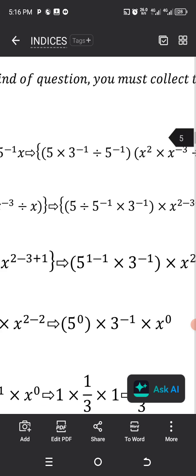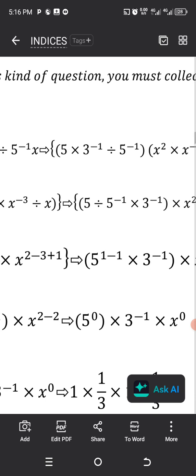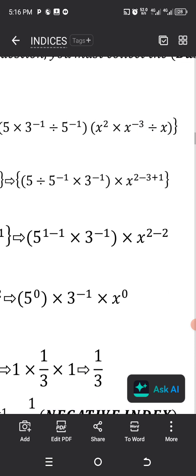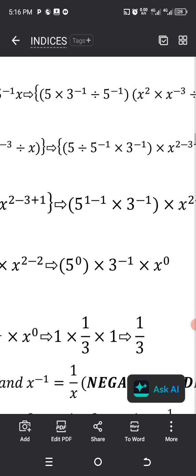So you can see now 5, because it's in division form now, we apply division law. That is why it's now 5 raised to power 1 minus 1 multiplied by 3 raised to power minus 1 multiplied by x raised to power 2 minus 2, because 2 minus 3 plus 1 is minus 2. And 5 raised to power 1 minus 1 is 0, because 1 minus 1 is 0. So 5 raised to power 0 is 1.